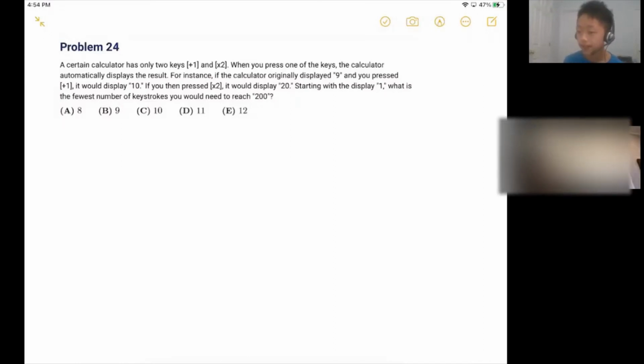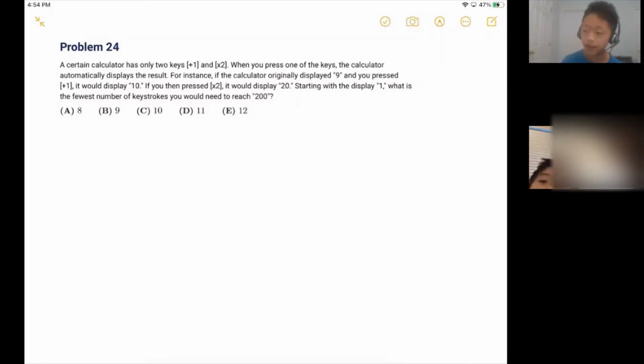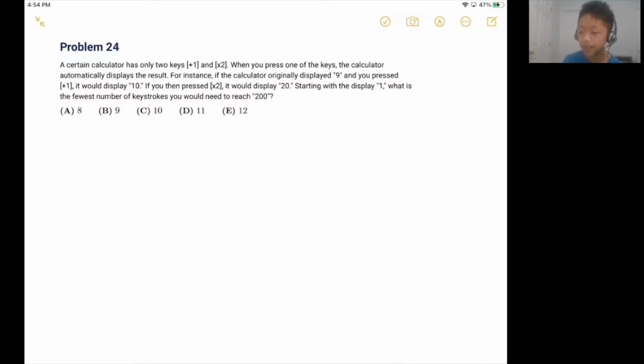For instance, if the calculator originally displayed 9, and then you press +1, then it would display 10. And if you press ×2, it would display 20. So starting with the display 1, we want to know what is the fewest number of keystrokes you would need to reach 200. It's kind of an interesting question, right?